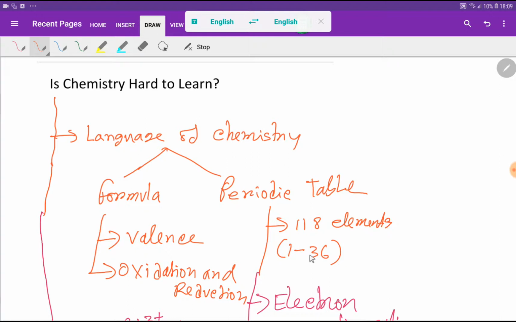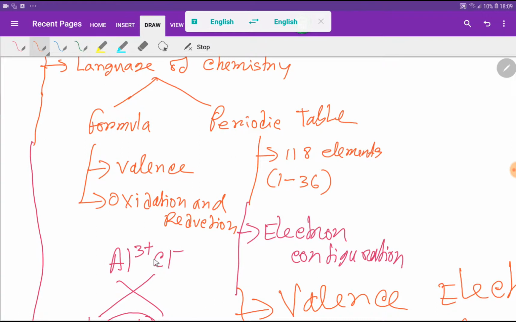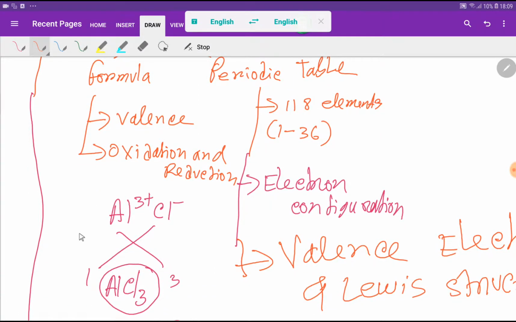Symbol, right? Even you have to follow the oxidation state of these elements, because when we write the formula we can use the oxidation state of the elements. Look at here. In case of writing aluminum chloride formula, the oxidation state of aluminum is +3 and the oxidation state of chlorine is -1. We just have to use the Criss-Cross method to write the formula, right?